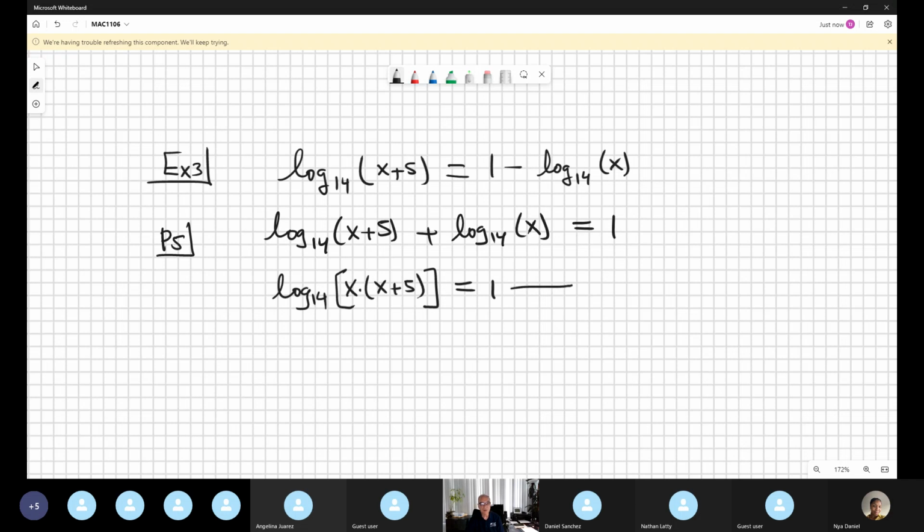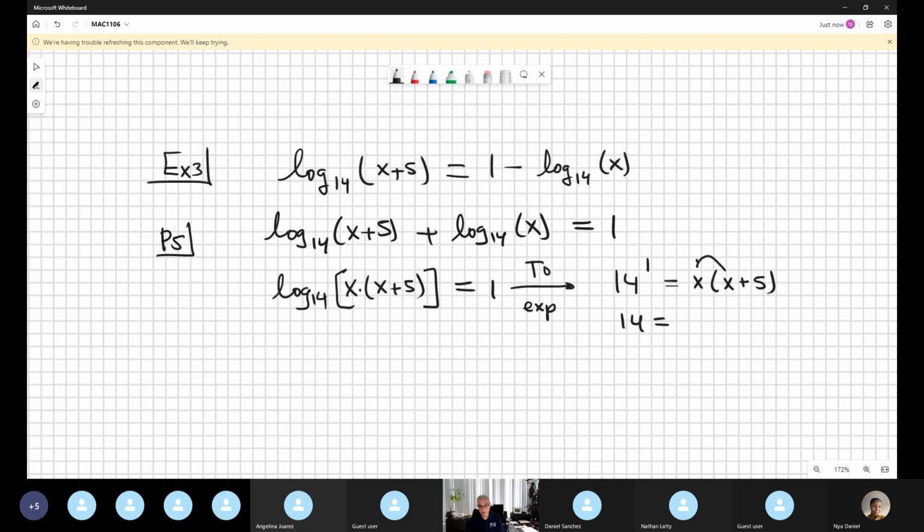Now we convert to exponential. I'm going too fast, guys, because it's the same routine. The base is 14, the exponent is 1. So x equals x times x plus 5. 14 to the 1 is just 14.